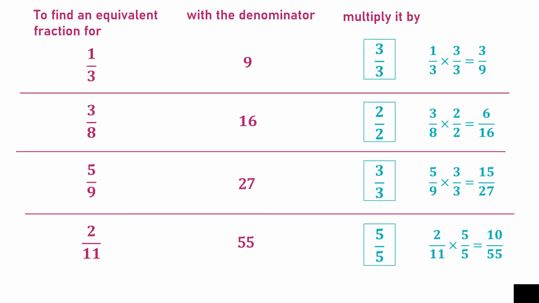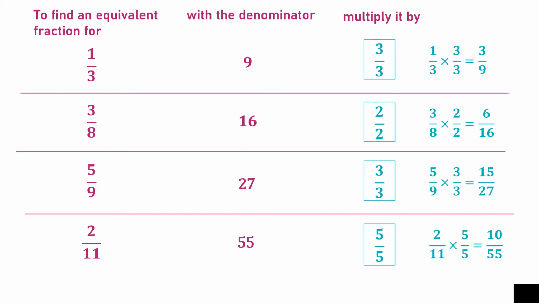Suppose we wanted to find an equivalent fraction for 1/3, but a fraction that had the denominator of 9. Well, we know that 9 divided by 3 is equal to 3. So if we multiplied 1/3 by 1 in the form of 3/3, we would get a fraction equivalent to 1/3, but with a denominator of 9. 1/3 times 3/3 equals 3/9, a fraction equivalent to 1/3, but with the denominator of 9.